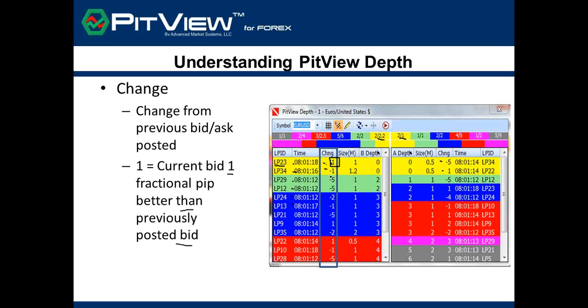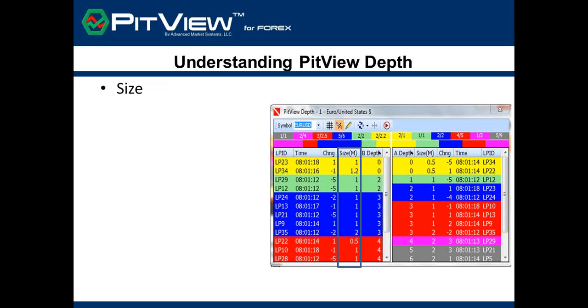When it goes negative, it means that they've lowered their bid. This change shows how far away their current bid is from their previously posted bid. So that is just showing you the change from the previous bid for the individual liquidity provider. In this case, the +1 means that LP23's current bid, which is the inside bid or the best bid in the market, is 1 fractional pip better than their previously posted bid.